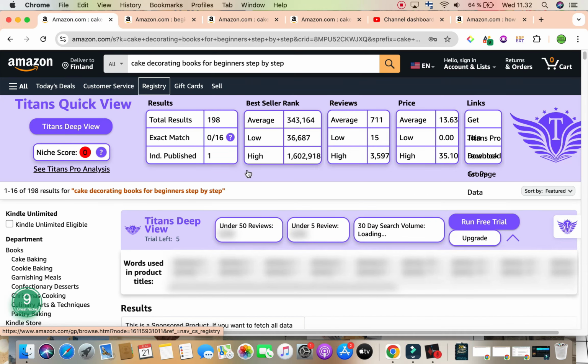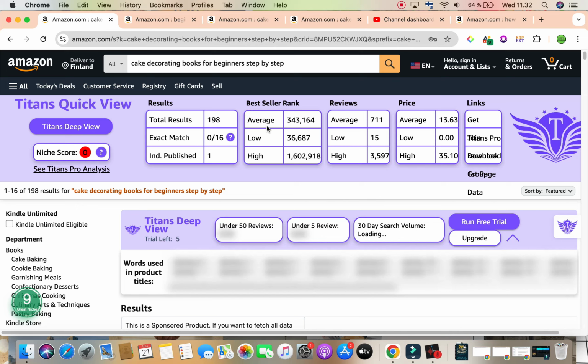Our first keyword for the day is cake decorating books for beginners, step by step. This is a great keyword to get started on this wonderful cake decorating niche, and also it is an ideal keyword to use for your title because it fits all the profitability metrics that we will talk about, starting with the total results under 1,000, and they're currently sitting at 198.